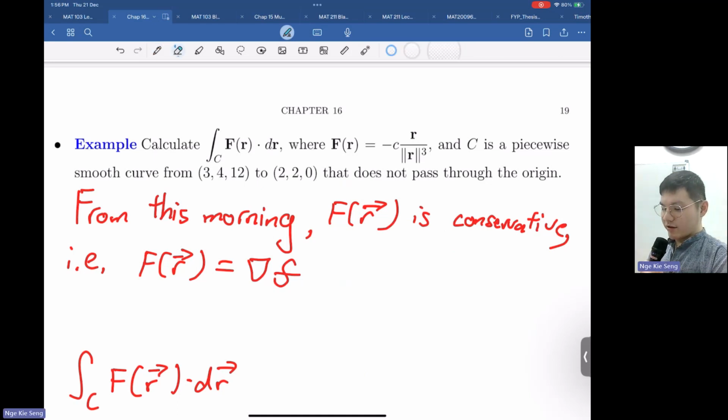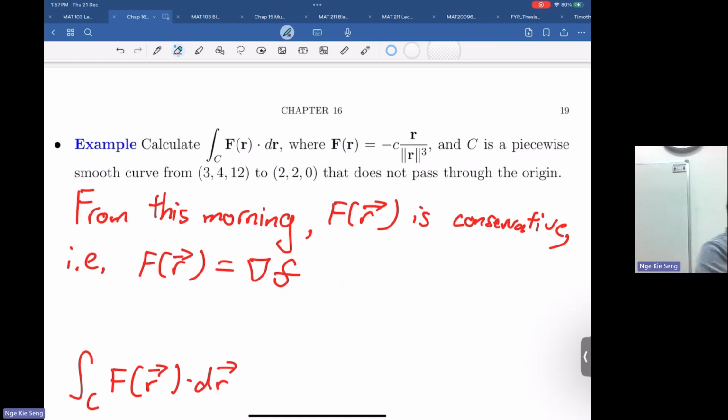Okay, I think the other way around. So, wait, let me think. F is a vector field. Yes, correct. So it is the gradient of some scalar field. Okay, what's the scalar field we had this morning? Anyone still remember?